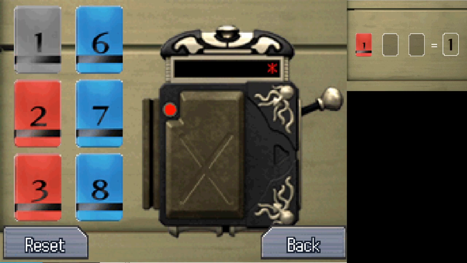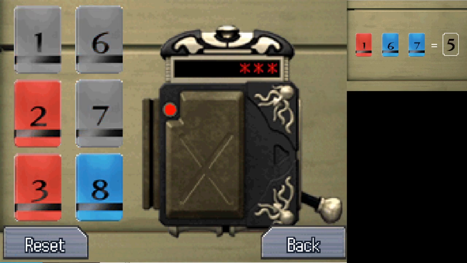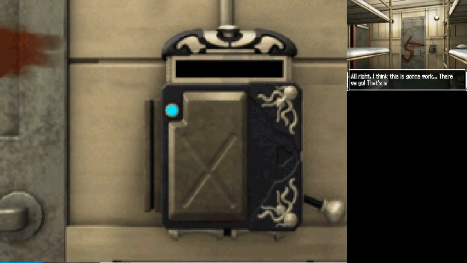Okay, so if I do... Let's see, 1 plus 6, that's 7. 7, so it's going to be 14. Oh. That was easy. I think this is gonna work. There we go. That's a new noise. Huh? Did it just unlock? Oh, that light was red and now it's blue. There's nothing keeping me in here now. Time to go.